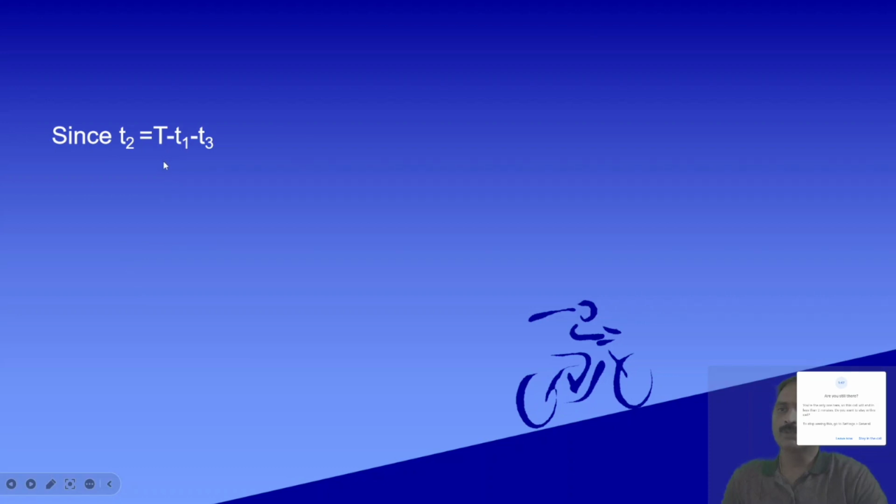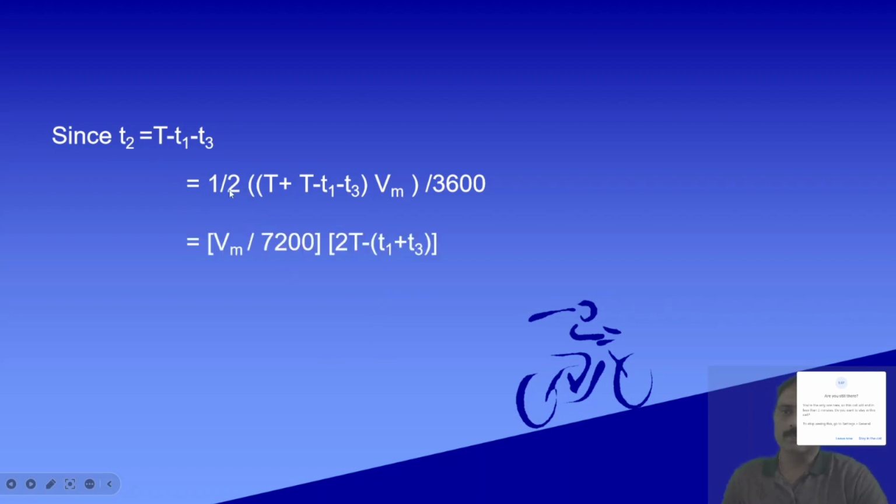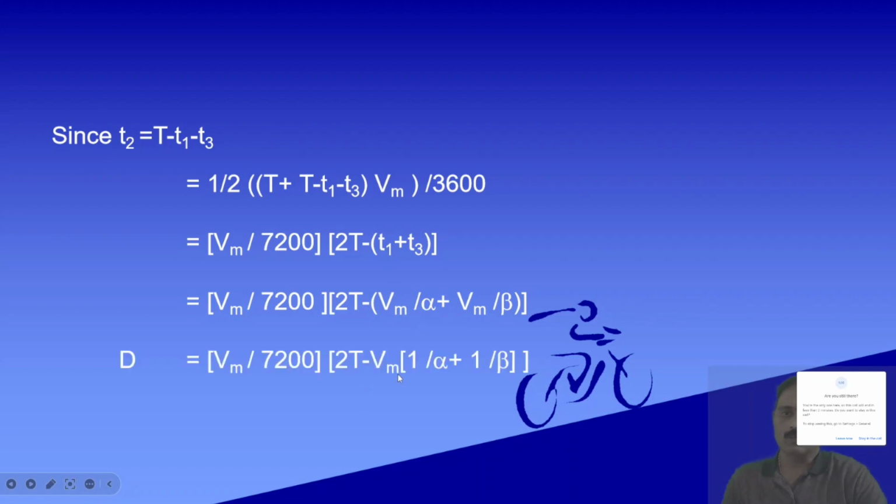and we know T2 is equal to capital T minus T1 minus T3. So here substitute the values of the corresponding things. We get Vm multiplied by, 2 into 3600 will give us 7200, into capital T plus capital T will give you 2T, minus of T1 plus T3. So next substitute T1 as equal to Vm by alpha and T3 as equal to Vm by beta. I am substituting the values for T1 and T3 here, and once I substitute we are going to get capital D as equal to Vm by 7200 multiplied by 2T minus of, if you take out Vm as common from these two terms, we get Vm into 1 by alpha plus 1 by beta, and we know that 1 by alpha plus 1 by beta is K that we have considered earlier.